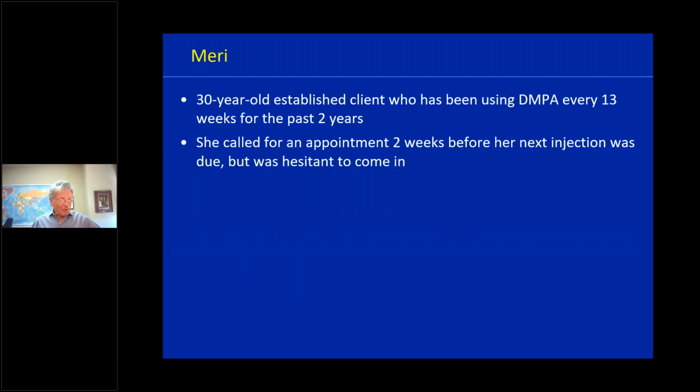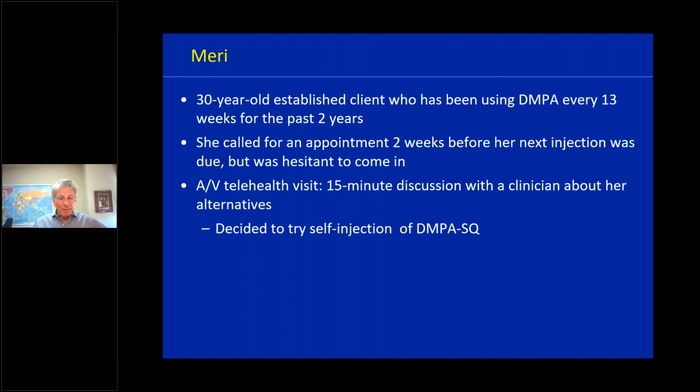So we have one last patient before I take your questions, and this is Mary. Mary is a 30-year-old established client who's been using DMPA, Depo-Provera, every 13 weeks for the last 2 years. She called for an appointment 2 weeks before her next injection was due, but because of the pandemic, she was hesitant to come in. So instead, Mary had an audio-video telehealth visit. And during that telehealth visit, there was a 15-minute discussion with a clinician about her alternatives to coming in for a Depo-Provera shot.